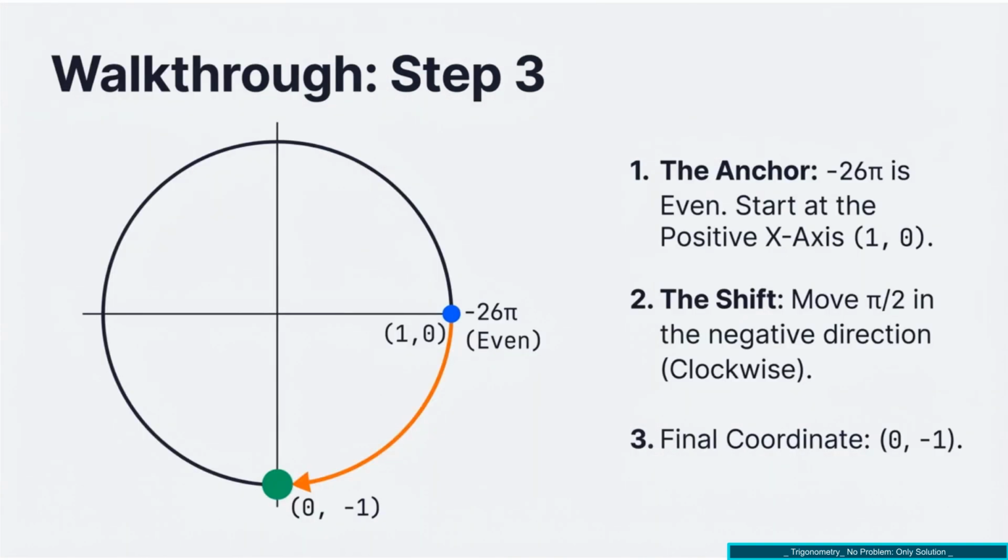Step 3. The anchor, -26 pi, is even, starting at the positive x-axis, (1, 0). The shift is minus pi over 2, moving 90 degrees clockwise. The final coordinate is (0, -1).